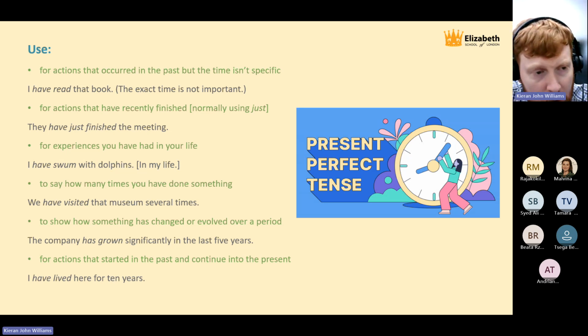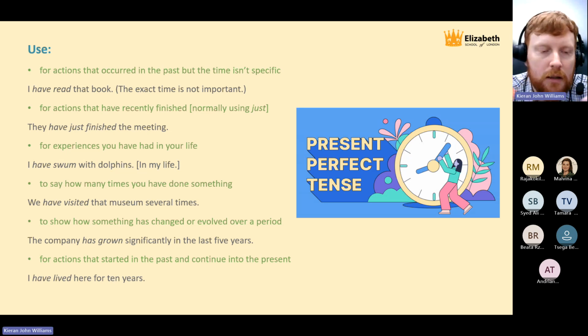Okay. So I have read that book. We know it is at some point behind us, but we don't say the exact time. Okay. So, for me, holiday, I have been to Germany. I have been to Spain. Okay. It doesn't matter when it happened. It's just something in my life.